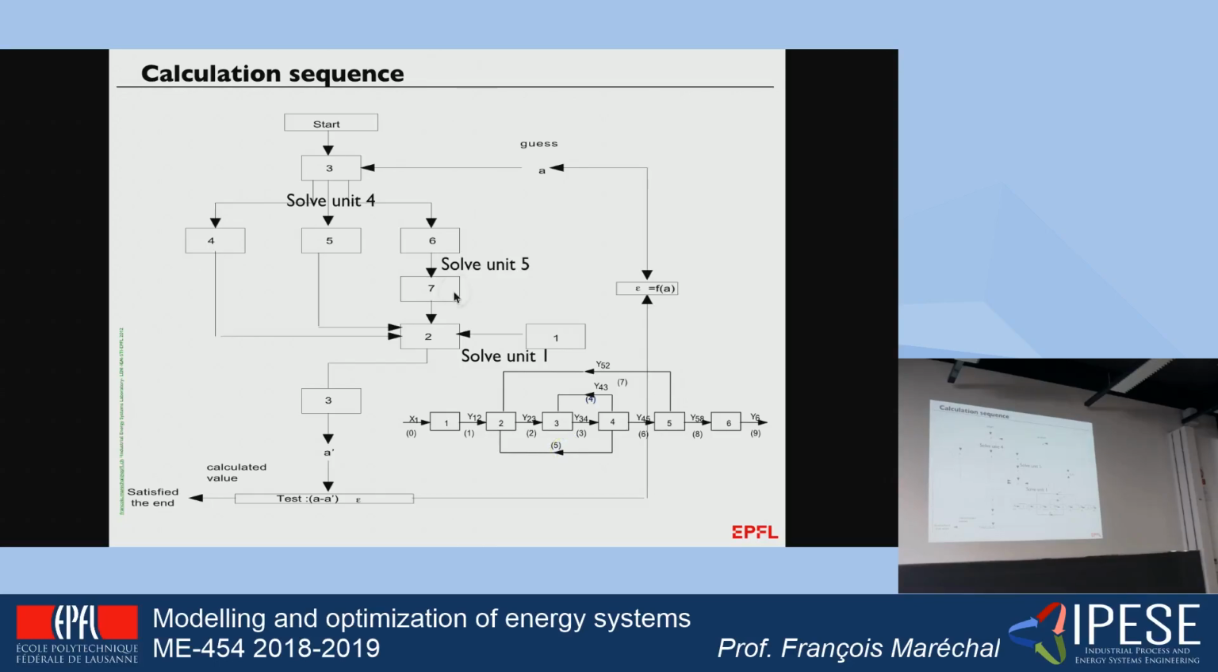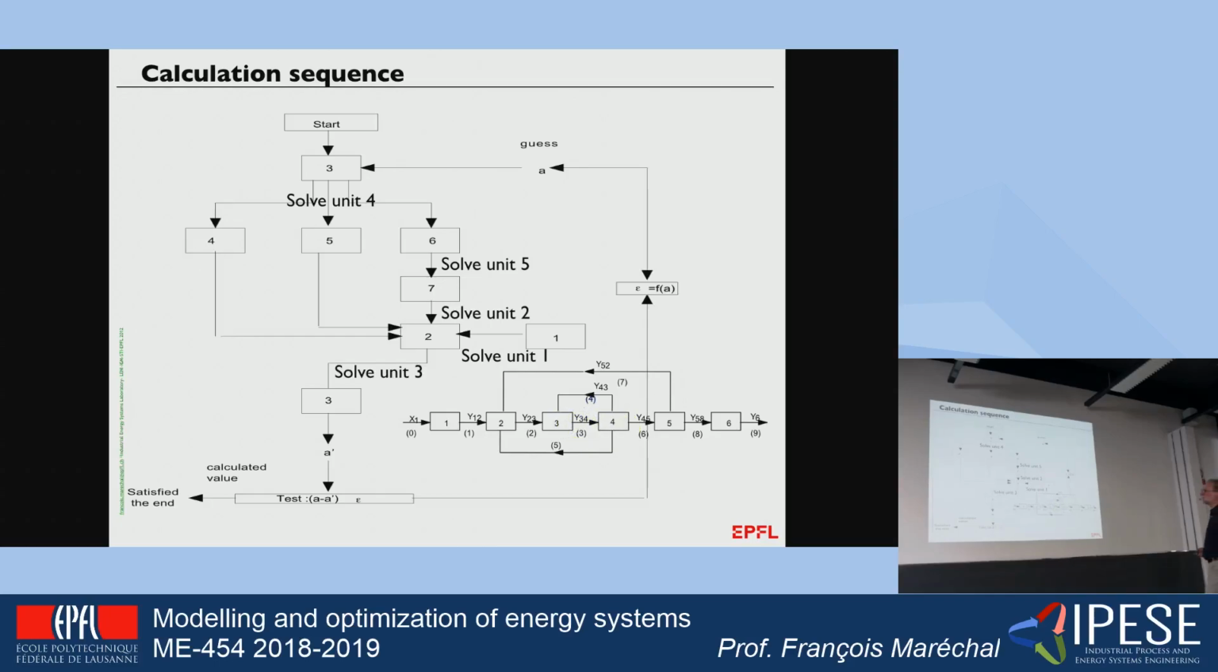By solving unit 5, because now everything is known at the inlet of unit 5, I will calculate stream 7. Knowing stream 7 and stream 5, and realizing that I already know stream 1 because I have calculated it here, I will be able to calculate stream 2. And when I know stream 2 and stream 4, which has been calculated here, I will be able to recalculate stream 3.